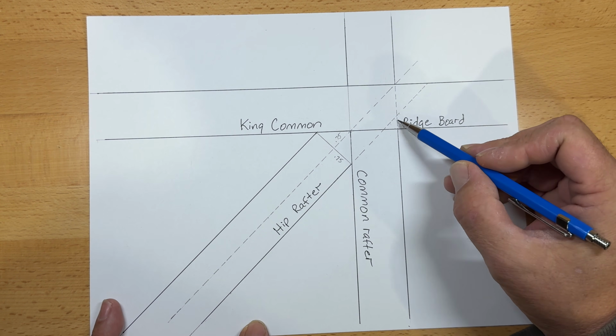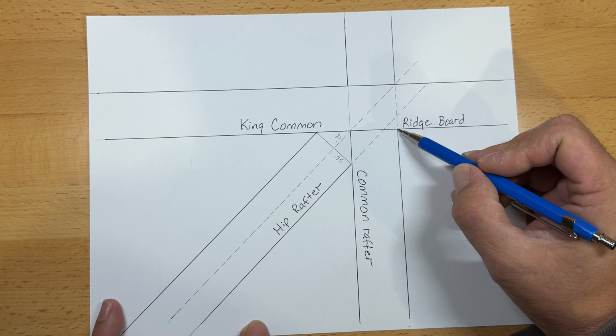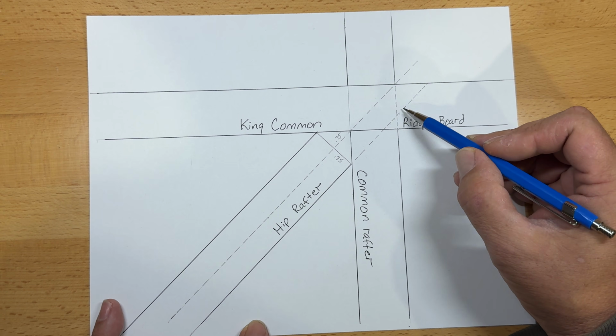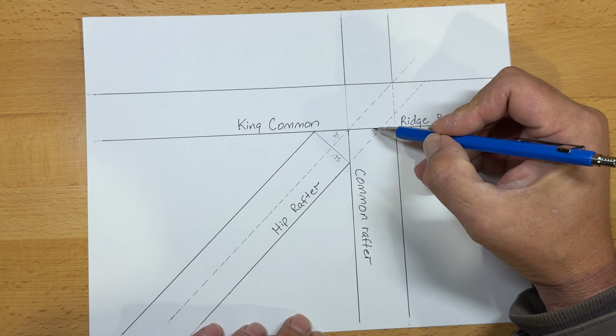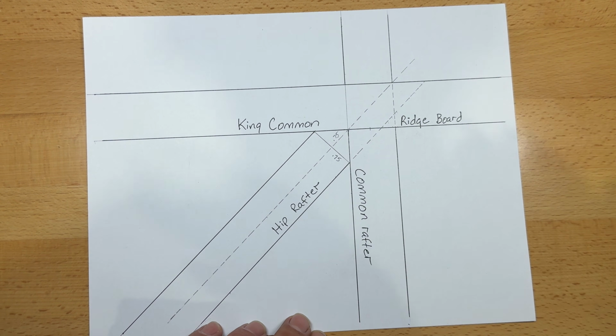And we can very easily see that where the common rafter meets the ridge board is not the same point where the hip rafter would extend through the ridge board. And I've also heard this said that what the calculator does, it actually does a theoretical center. Well, that's not correct either.